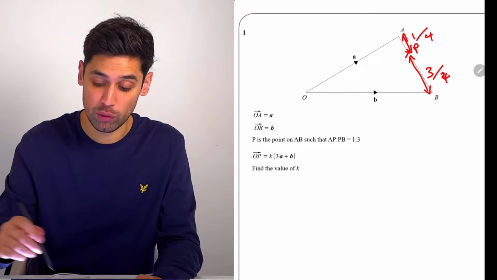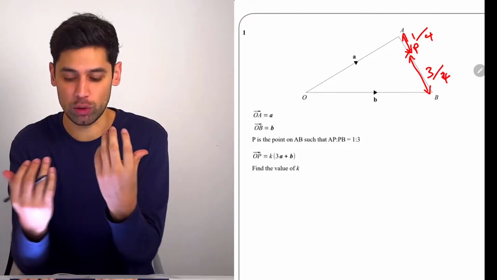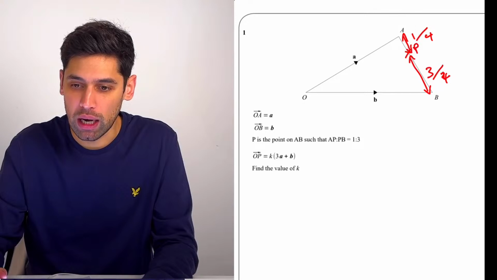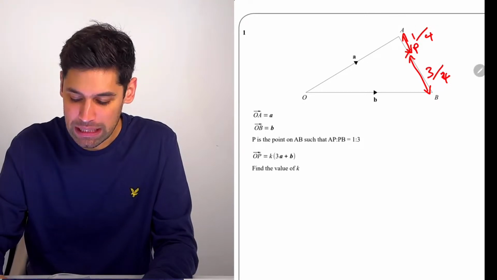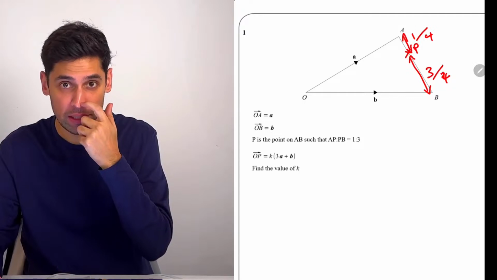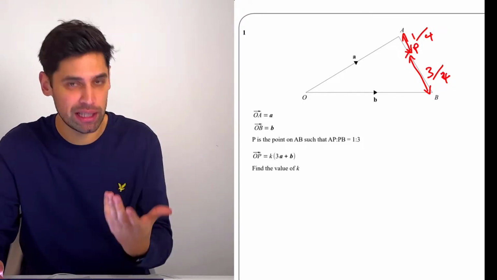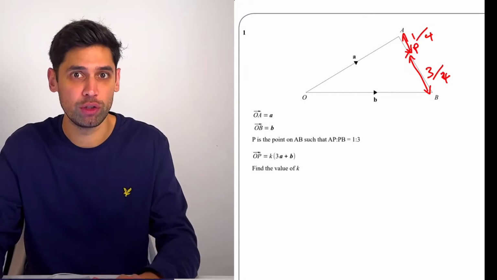But actually, no, 1 to 3 means 1 part over here, 3 parts over here, 4 parts in total. So A to P is a quarter of AB, and P to B is 3/4 of AB. Now, it's a really important thing to sort of get your head around, and we're going to keep coming back to it. So don't worry if you don't understand it.